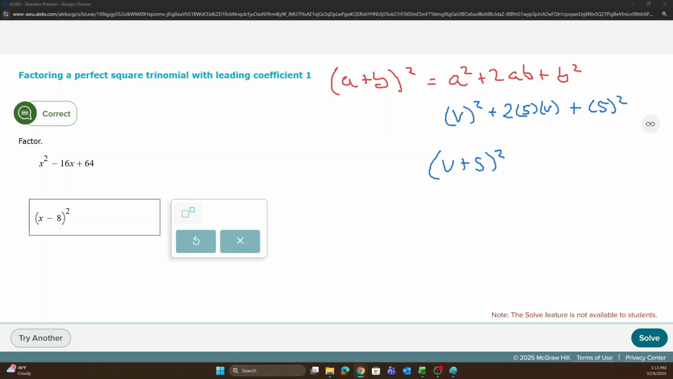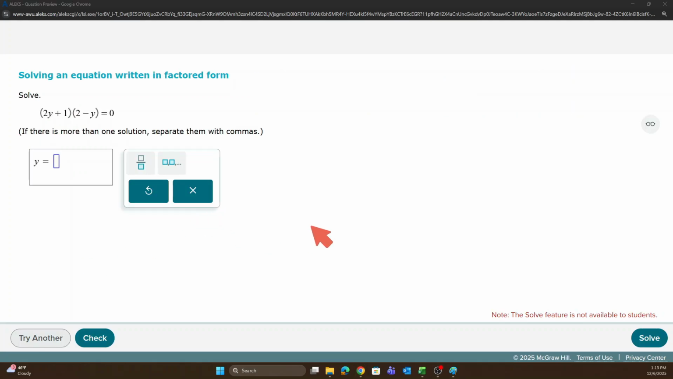All right, let's go ahead and look at another problem and continue going forward. So here we have solving an equation written in factored form. Now notice that when you have these 2 factors and it equals 0, we have a zero factor rule that says if A times B equals 0, then A equals 0 or B equals 0. For this one, we can have multiple solutions because there's 2 different y values that make this true.